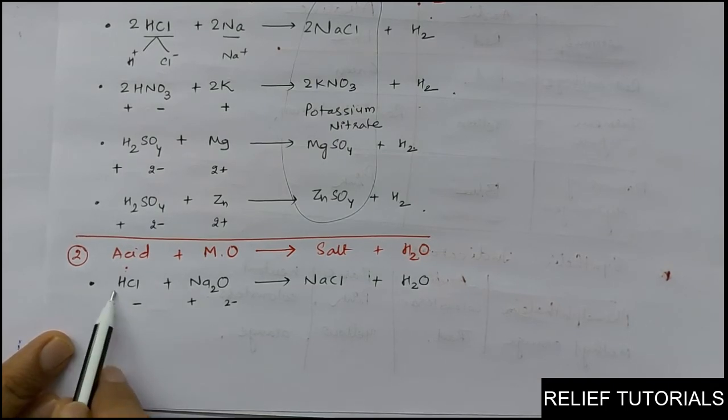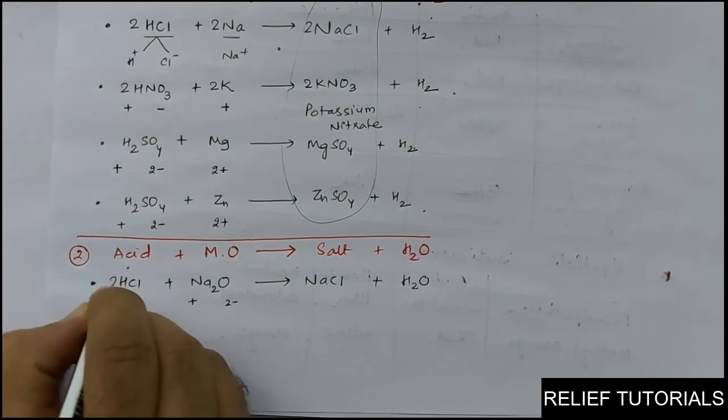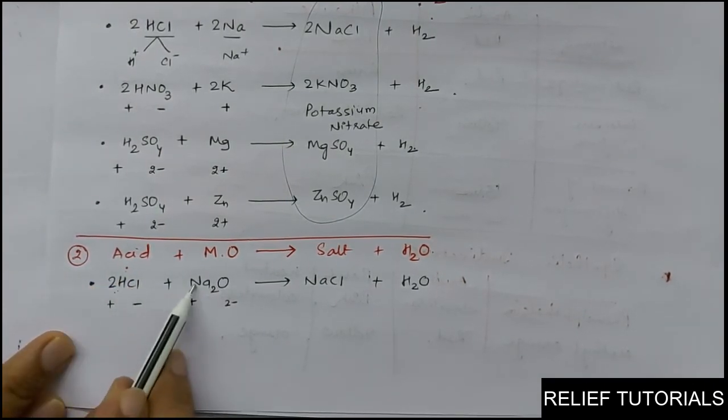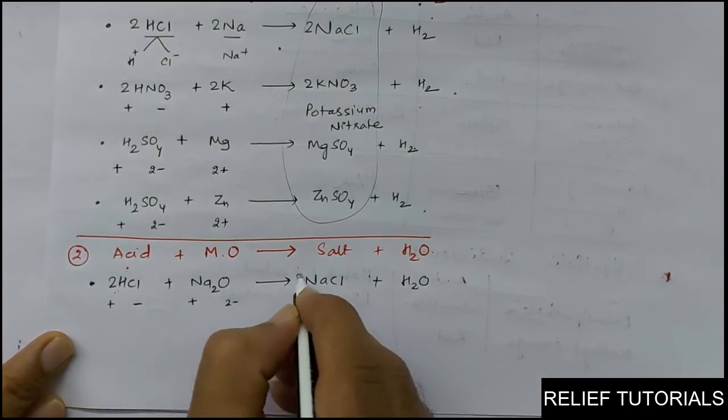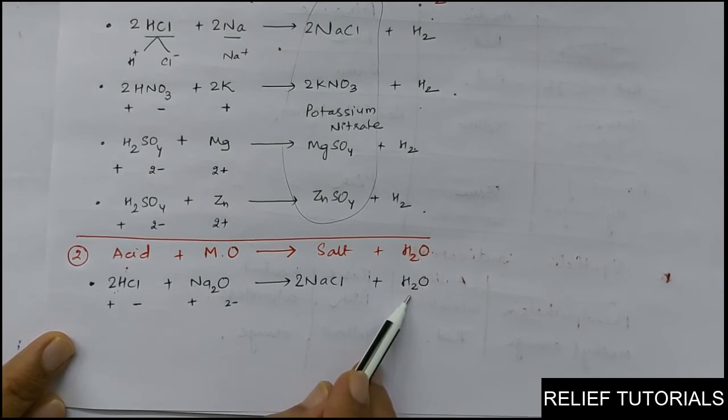Okay, H is 2 here, 1 here and here is 2. So if you write 2, H will be balanced. At the same time Cl becomes 2. Na is also 2. So you write 2 to make them balanced. So this is salt, sodium chloride, and water.